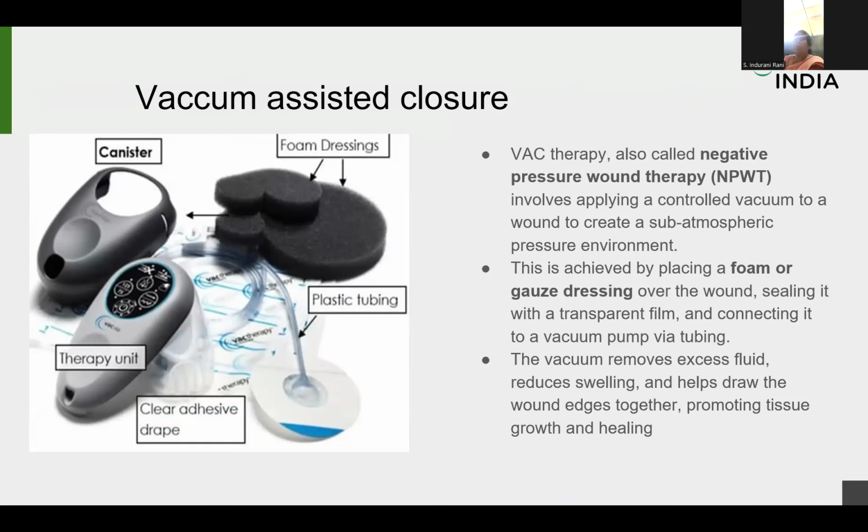In vacuum assisted closure, there are 4 parts: one vacuum pump, a special bandage, a canister to collect the fluid, and a tubing. In vacuum therapy, also called negative pressure wound therapy, NPWT, it applies a controlled vacuum to the wound to create a sub-atmospheric pressure environment. This is achieved by placing a foam or gauze dressing over the wound, sealing it with a transparent thin film, and connecting it with a vacuum pump via tubing.